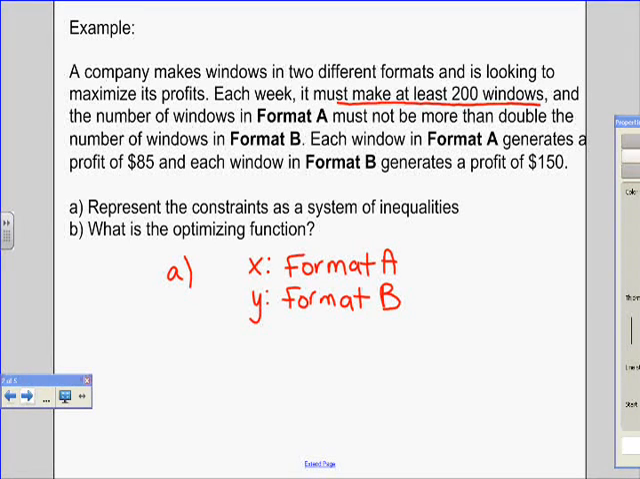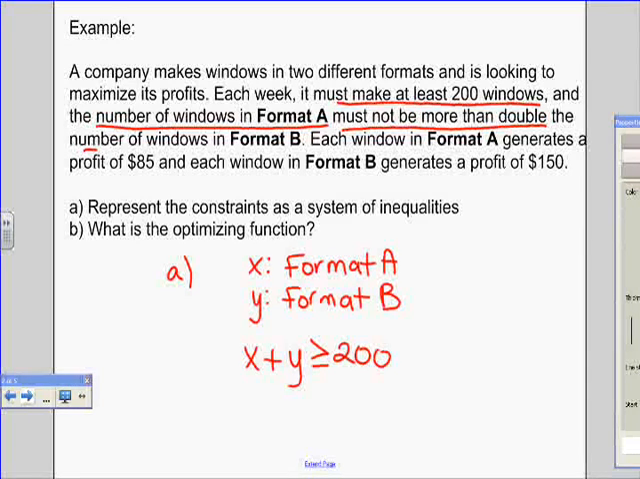then the way that we would write at least 200 windows would be this. X plus Y, our total amount of windows, has to be at least, or it can also be equal to 200. For our second inequality, the number of windows in format A must not be more than double the number of windows in format B. There's a lot of underlining here. So if we want to write that down, we end up with X has to be less than or equal to 2Y. So format A must not be more than double the number of windows in format B.